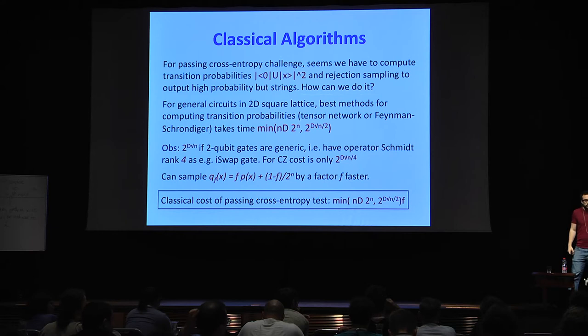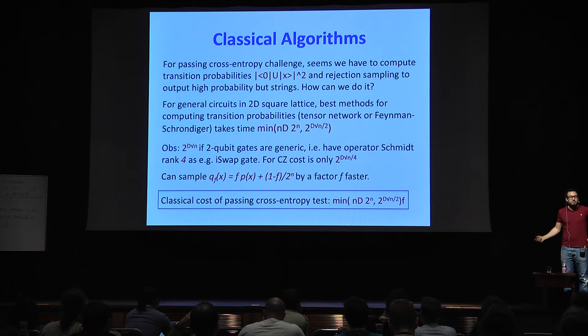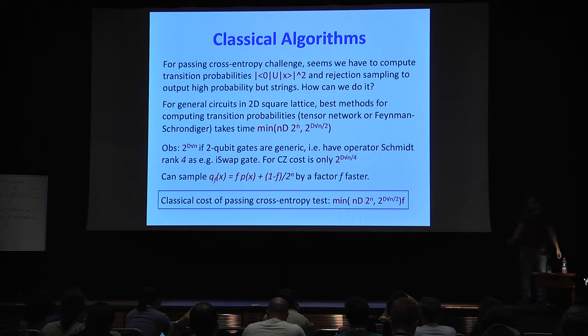Yeah, I forgot to put it, but it should be there. Thanks. Yeah, indeed, there should be a k here. This would be the cost for one sample, but you need k, so you have to put it there.